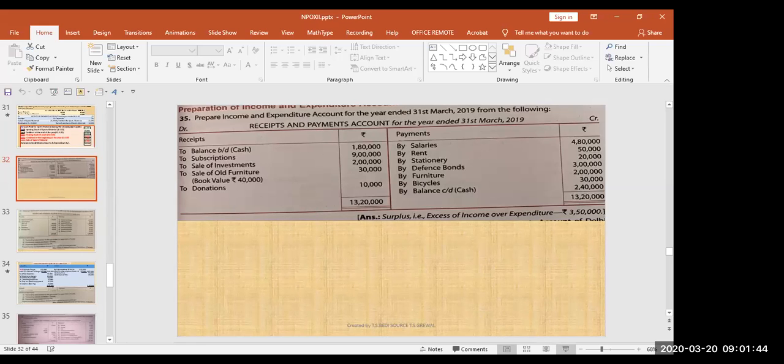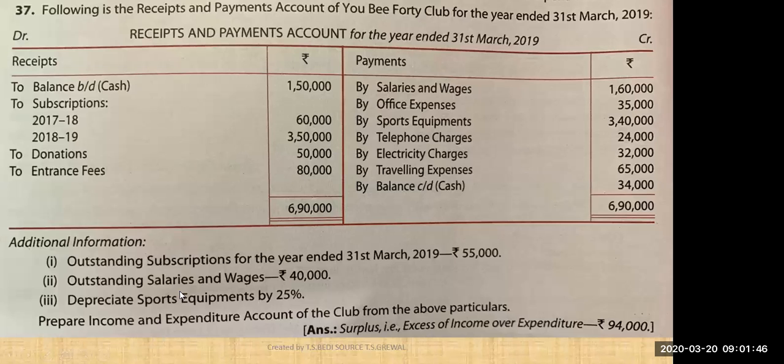So this is your question number. Yeah, this one, 42. Yes, sir, this is question number 42, page number 1.68. I think we have already discussed this yesterday. Yes, sir.